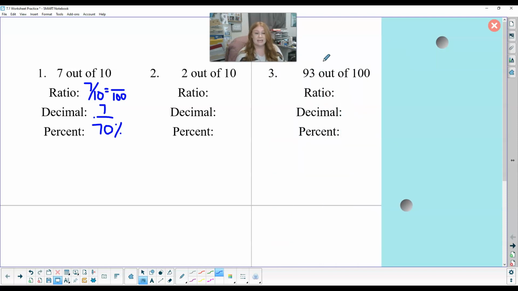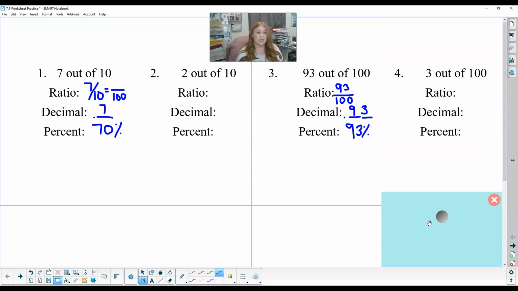So number 3 says 93 out of 100. So my ratio is 93 over 100. So this one's a really nice one. It is already set up for us. So now we want to change this to a decimal, which is 93 hundredths. So that decimal is 2 places after. So here's our tenths place and our hundredths place, 93 hundredths. I'm making my percent 100 times bigger. So this is 93%. 93 out of 100, 93 hundredths. 93% is 93 out of 100.